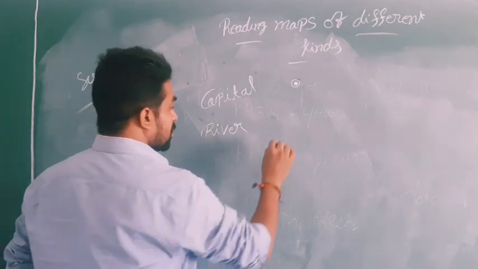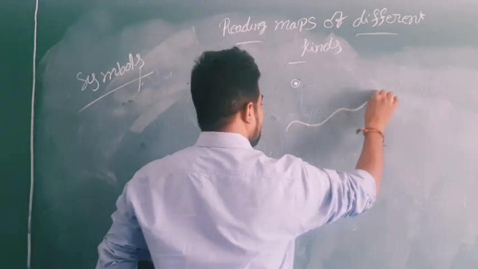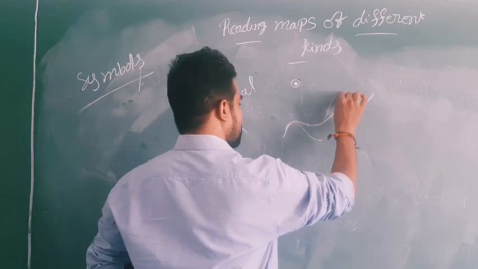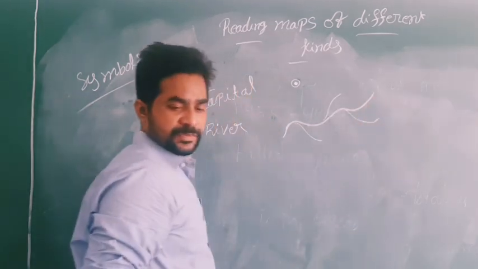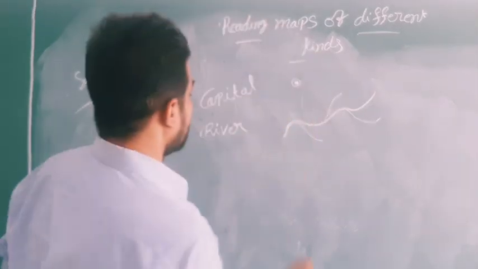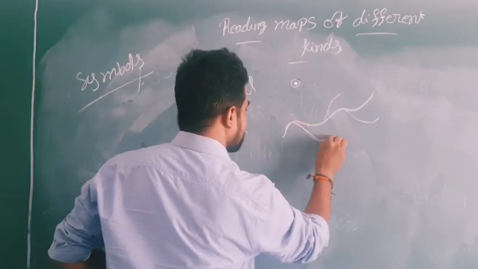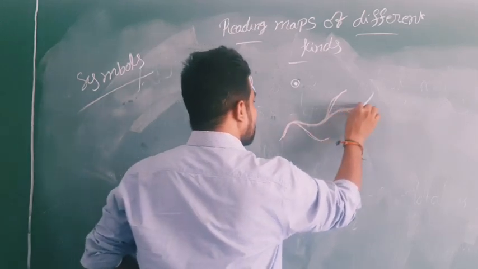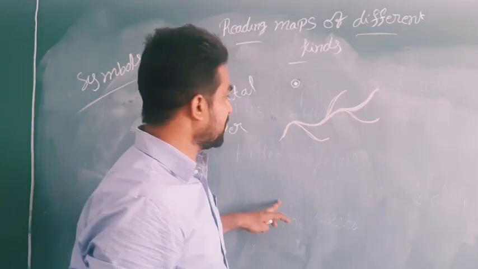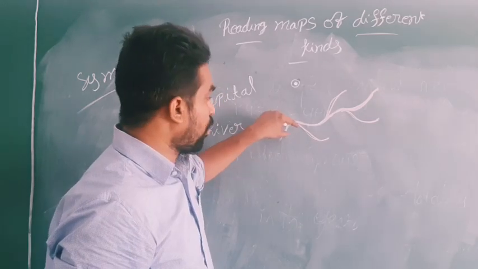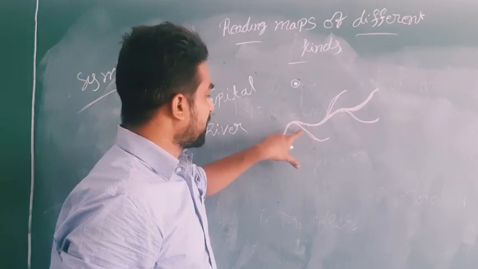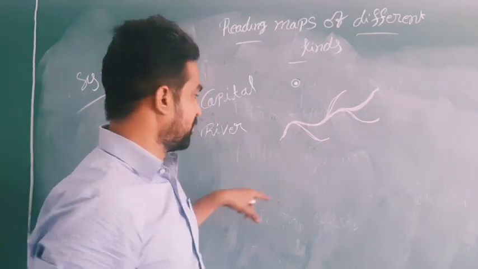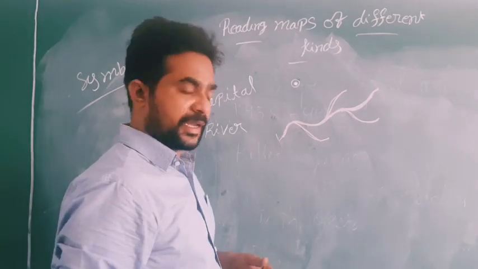A river can be shown as a curved line, and sometimes you can use some tributaries also. So the river will be shown with the curved line, and that river will have some tributaries. The tributaries will show some lines which are going to be joined with the main river. So this is the symbol for a river.